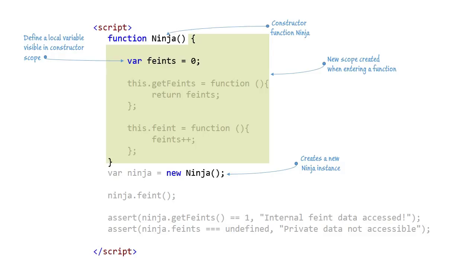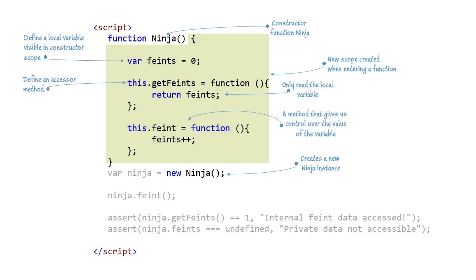To give access to the value of the variable from code that's outside the scope, we define an accessor method, getFeints, which can be used to read but not to write to the private variable. We also create a method feint, which gives us control over the value of the variable in a controlled fashion.